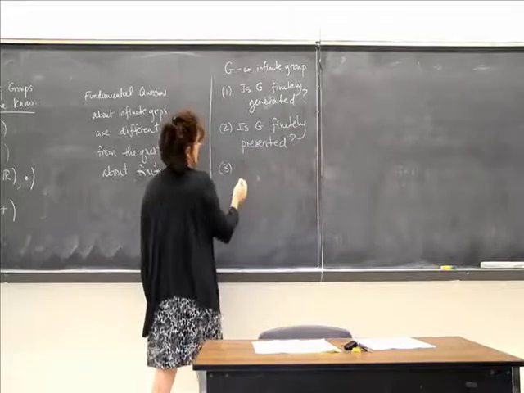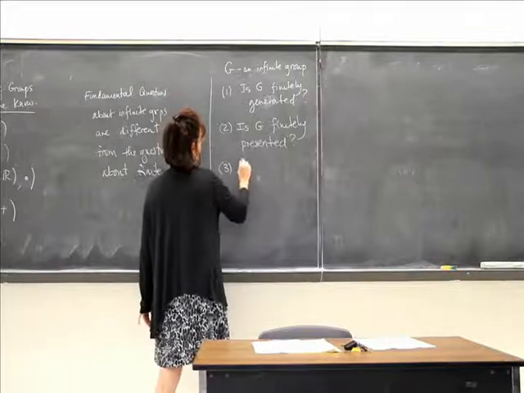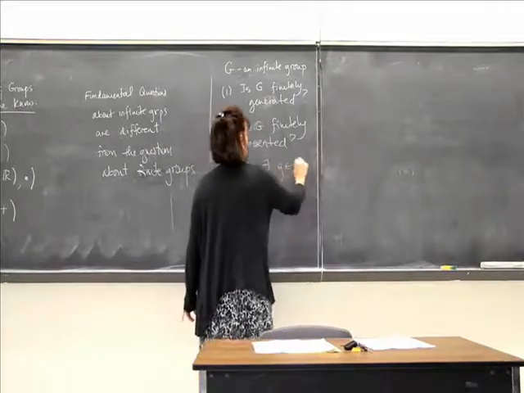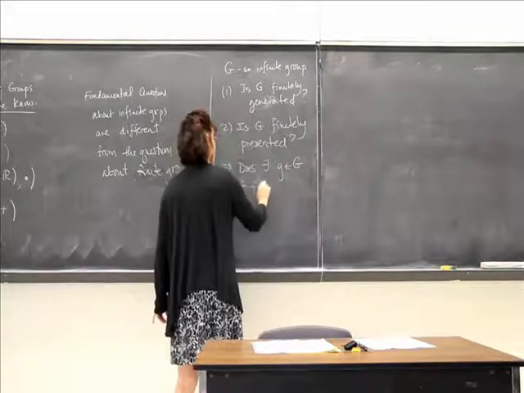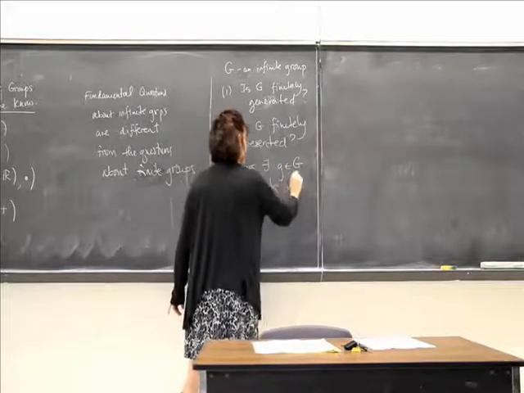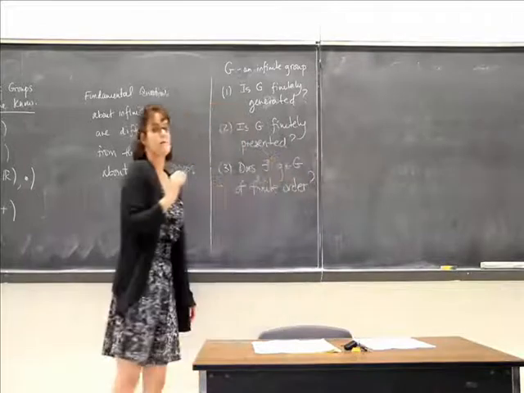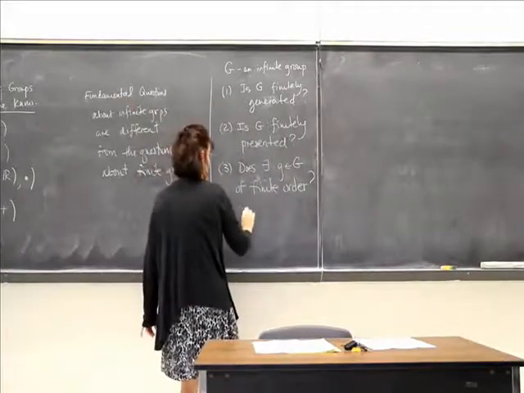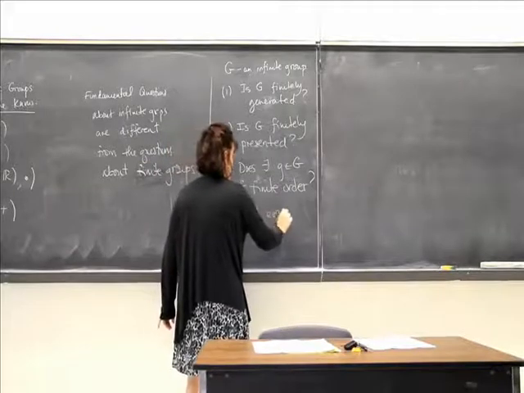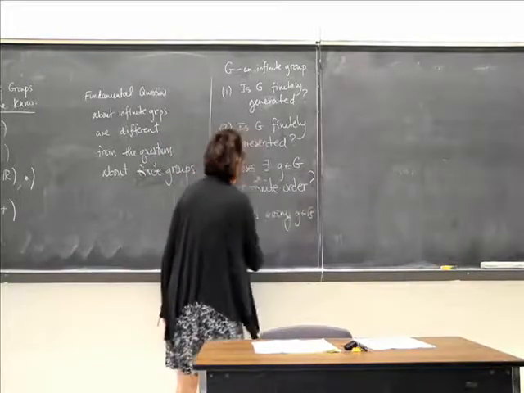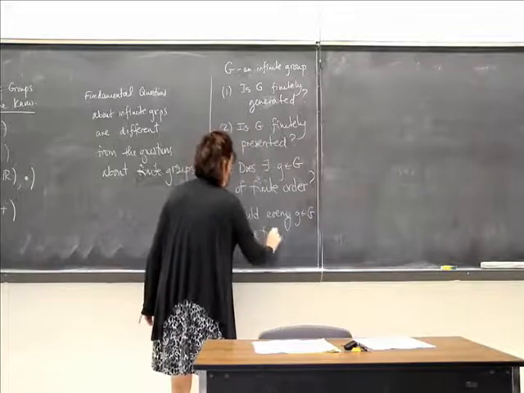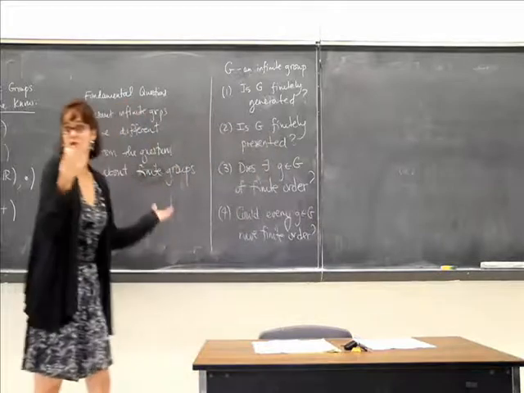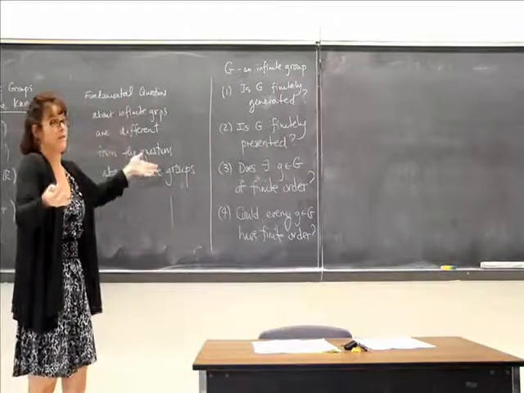Does there exist, let me say it this way, does there exist g in G of finite order? Or here's another one: could every g in G have finite order? Right, so those are just some questions you wouldn't even ask about a finite group.